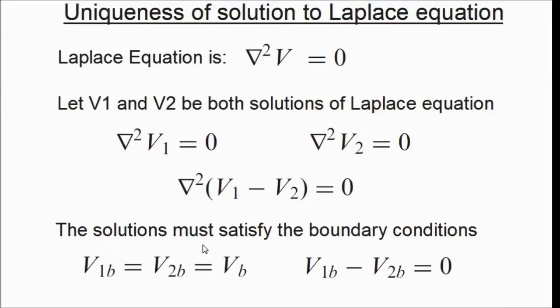The solutions must also satisfy the boundary conditions. So v1 at the boundary must equal v2 at the boundary, which must equal vb, the given boundary condition. This implies that v1b minus v2b equals 0.